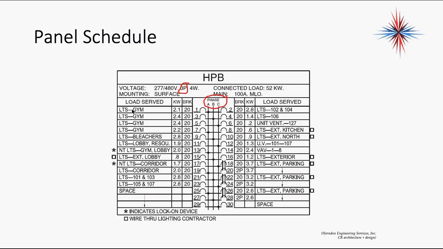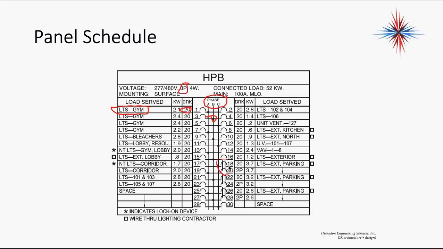For example, the first load, which is one of the lighting circuits in the gym, has a 20 amp breaker, and it comes off of phase A. You also have number 3, which is another gym lighting circuit. It comes off of phase B. They don't put everything off of one phase or the other phase because we want to balance the circuit out.